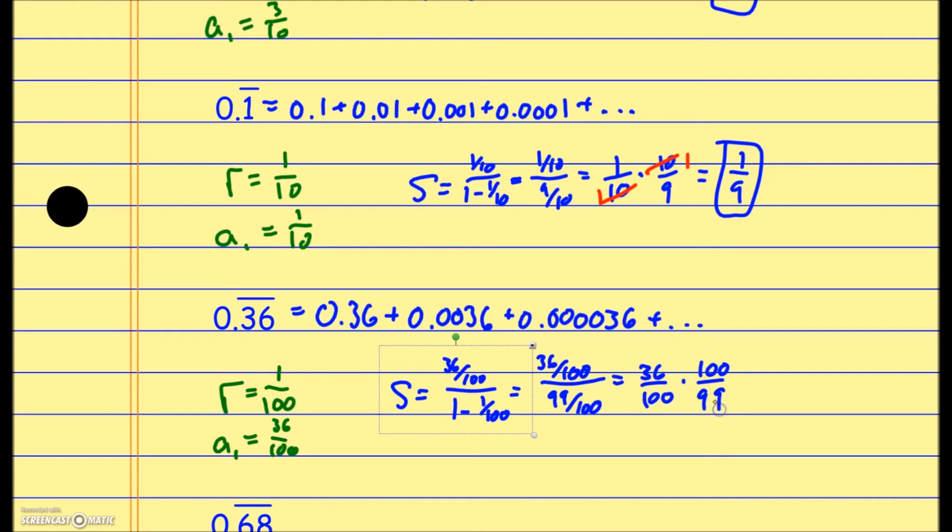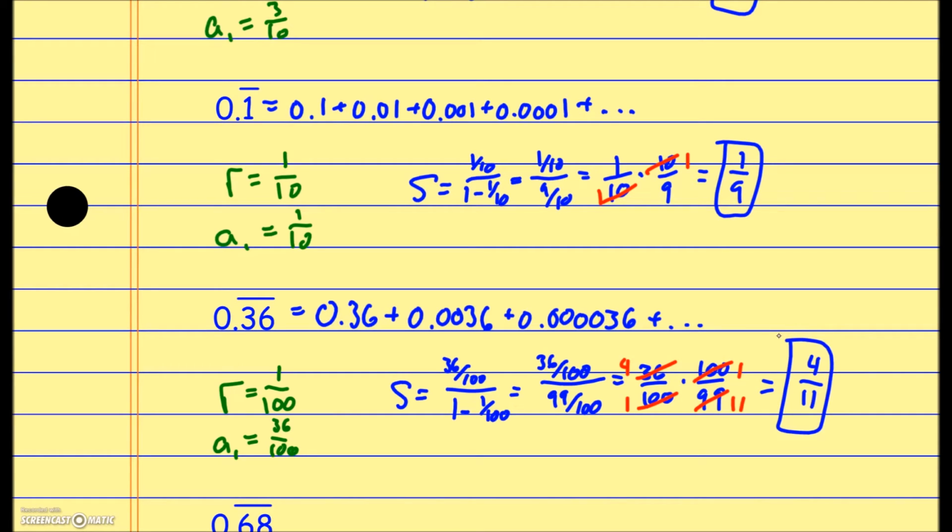And now I can start reducing this thing. So I cross-reduce, the 100s cancel out to a 1 and a 1. The 36 and the 99 can be reduced by a factor of 9, so that's a 4 and an 11. And now I multiply straight across and I get 4 over 11. Once again, I can check that very easily on the calculator. I do 4 divided by 11.